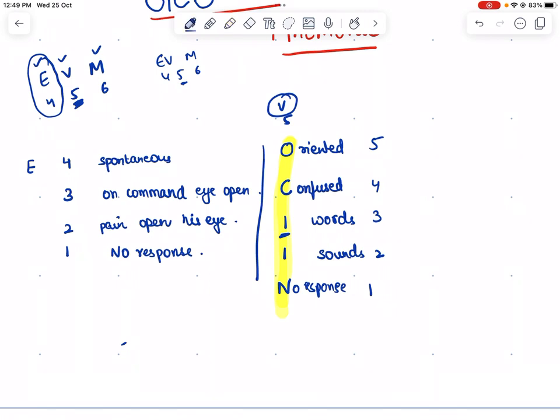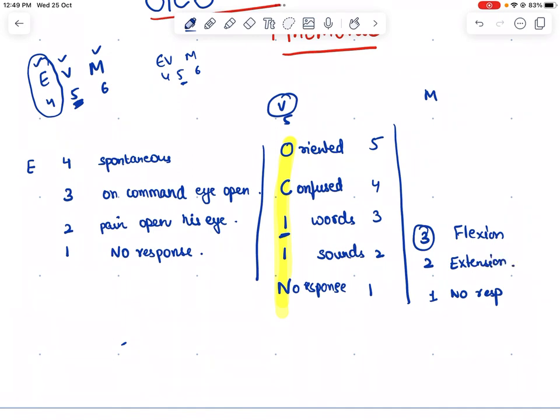Okay, after this we have the motor movements. For motor movements, we already know that score 1 is for no response. In this I only remember score 3 and score 2. Score 3 is for flexion and score 2 is for extension. So we have to remember 3 is for flexion and 2 is for extension, and 4 is there when there is withdrawal from flexion, like the patient flexes his elbows on pain, like this.